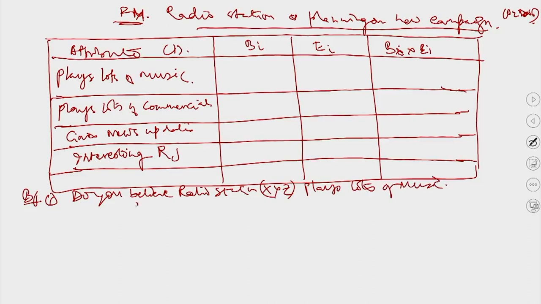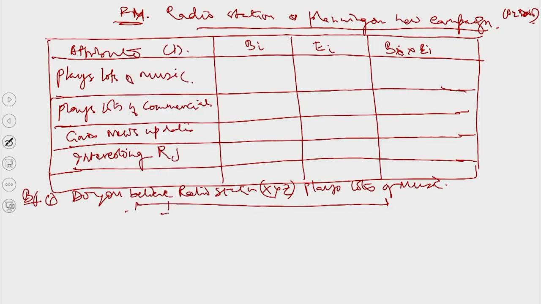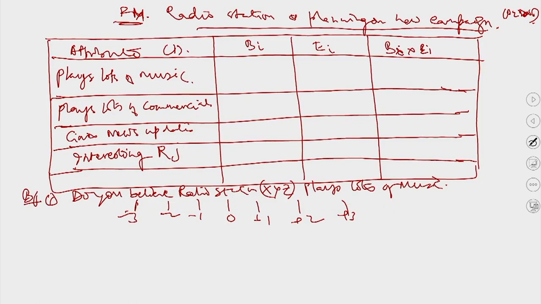And then the person has to give an answer on a 7 point scale with minus 3, minus 2, minus 1, 0, plus 1, plus 2, and plus 3. This is minus 3. So, this is my Likert scale. And so, this question, do you believe the radio station XYZ plays a lot of music, is given to the viewers. Now, what the viewers will do is, they will mark.